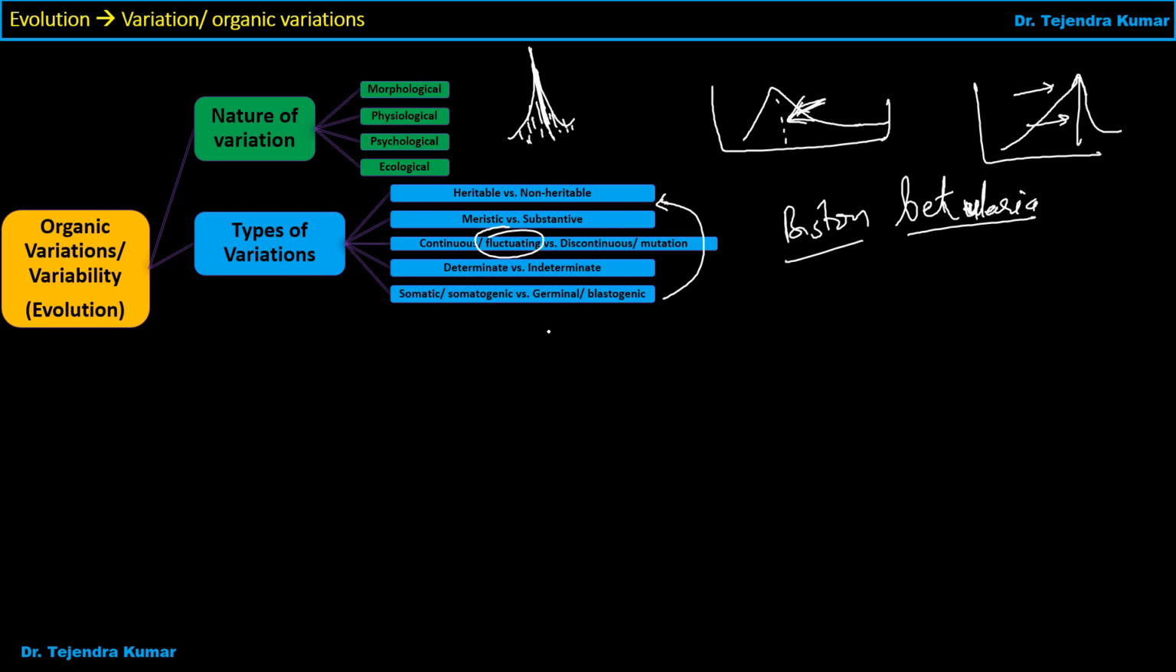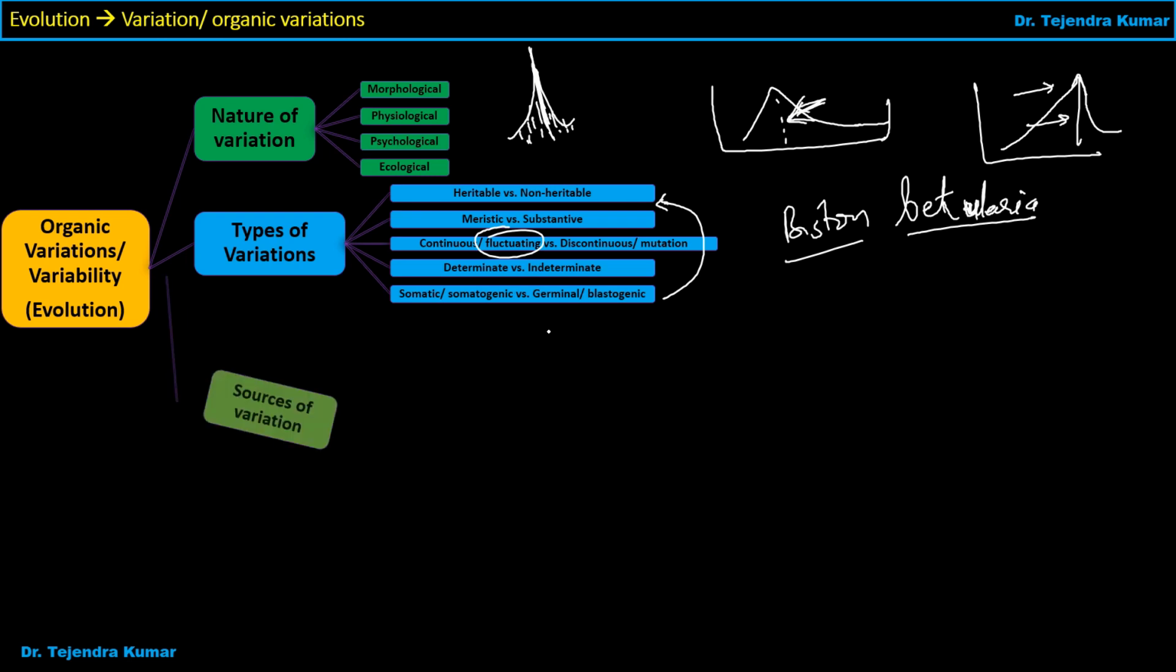And similarly for height, weight, and many other characters which are generally seen. So these are the germinal, blastogenic characters. And sometimes those characters which are present in parents are not passed to their generations. So these are the somatogenic or somatic characters, meaning these are non-heritable types of characters.